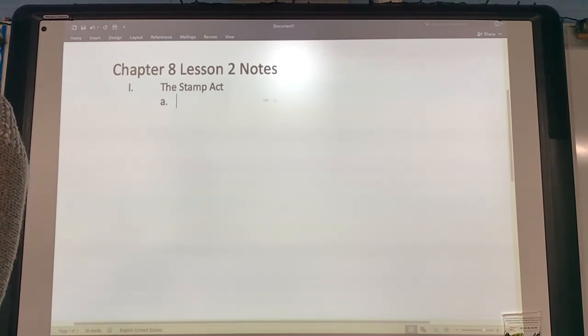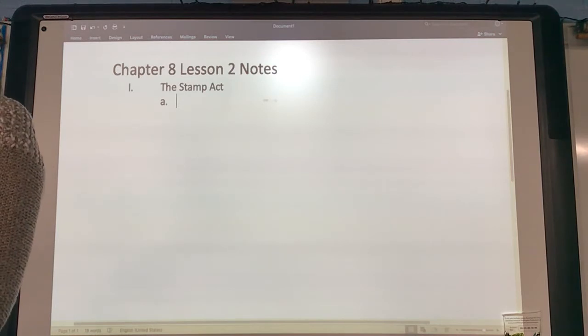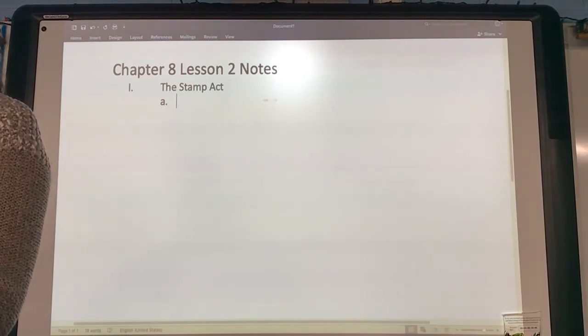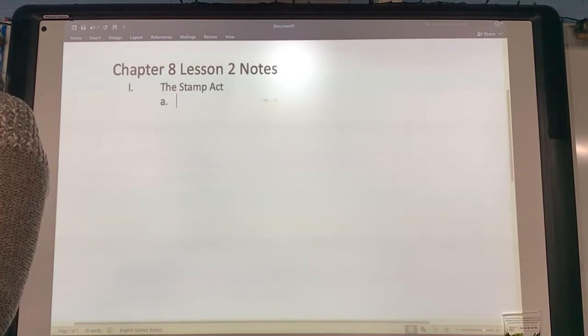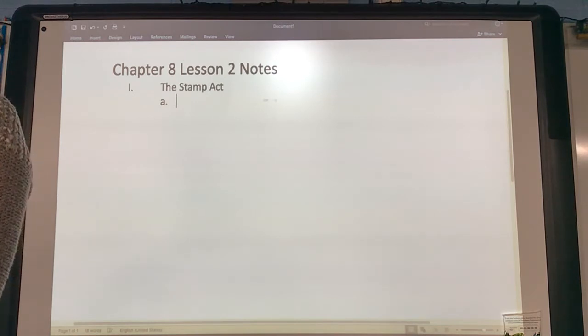All right. In 1765, Parliament approved another tax law. The Stamp Act put a tax on many paper items in the colonies. Newspapers, legal documents, and even playing cards had to have a special stamp on them to show that the tax had been paid. What's the Stamp Act?